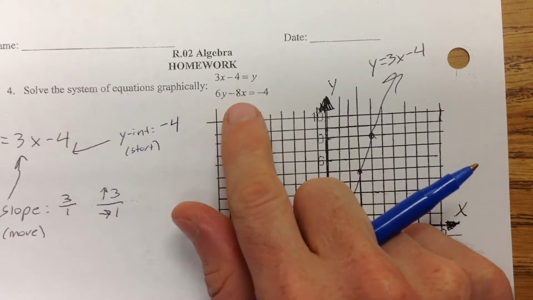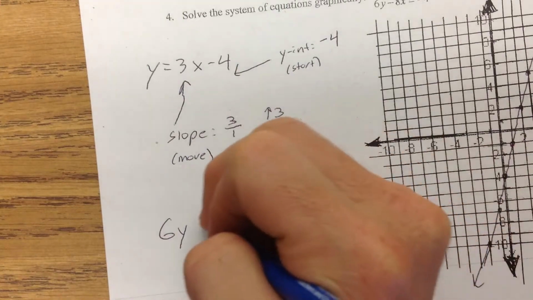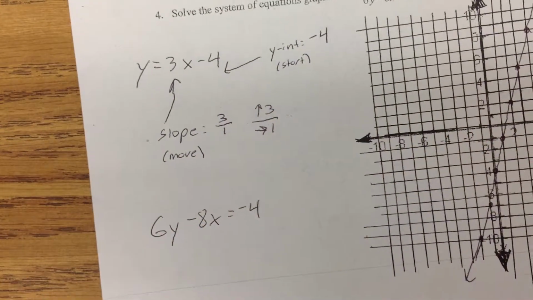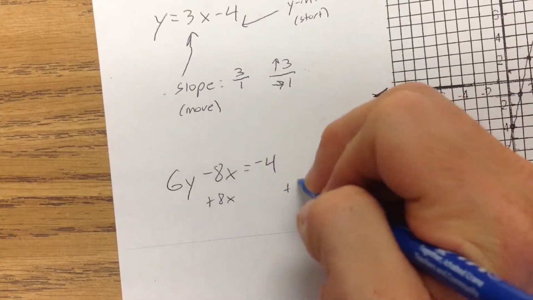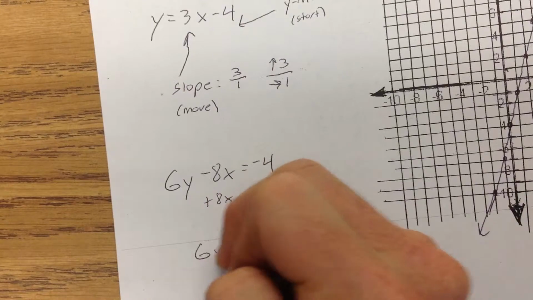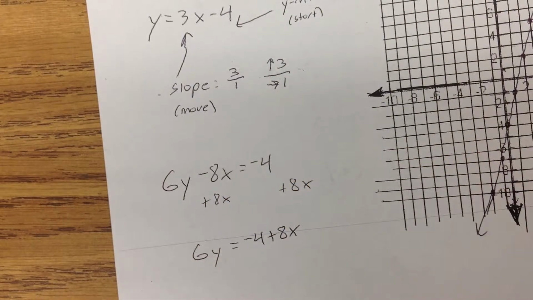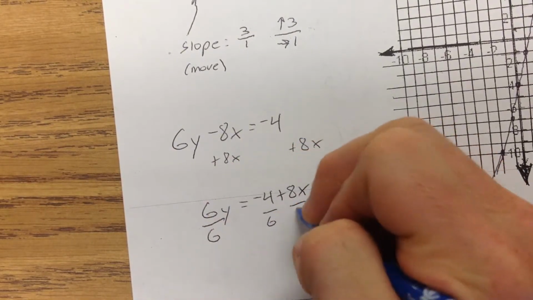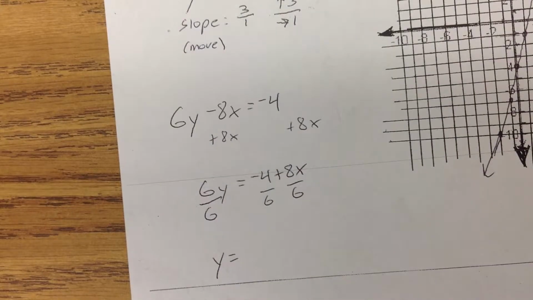Okay. So the second one, I am going to have some work to do here, because in this one, the y is clearly not by itself. So let's rewrite it down here. 6y minus 8x equals negative 4. Alright, I'm going to add 8x to both sides. I'm going to get 6y equals negative 4 plus 8x. I'm going to divide everything by 6. And when I do that, you're going to see I get a whole bunch of decimals.